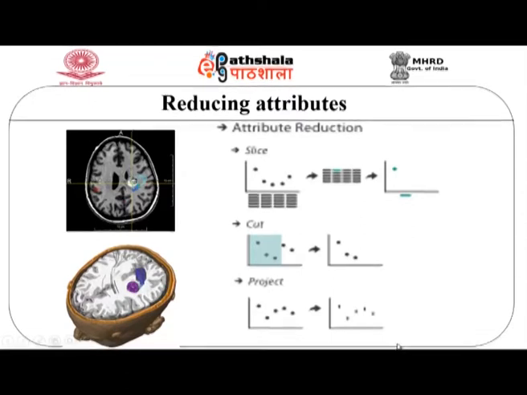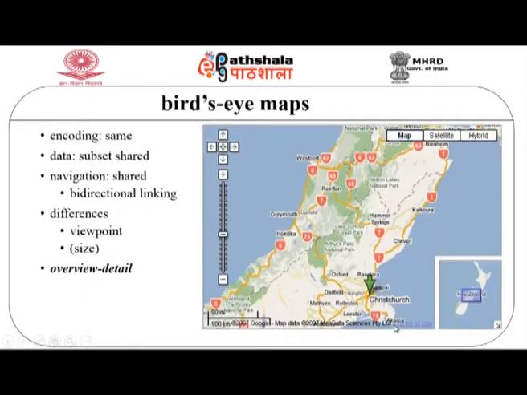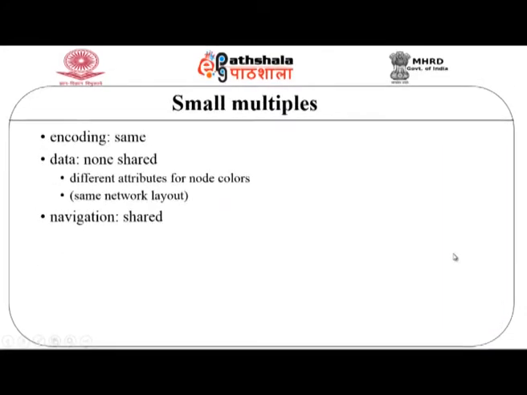Next one is projection of the entire data points onto the display plane. So this is a bird's eye map. The encoding is the same kind of encoding. The data set, a subset, is being shared. The navigation is some kind of bidirectional linking. So the differences are the viewpoint and the size. This shows the overview as well as a detailed part. In the case of small multiples, none of the data is being shared, and there are different attributes for node colors.